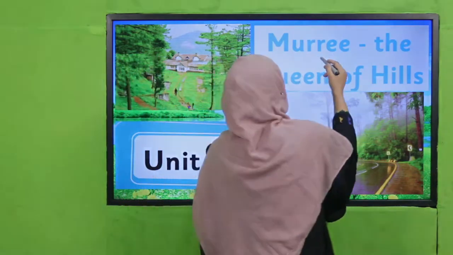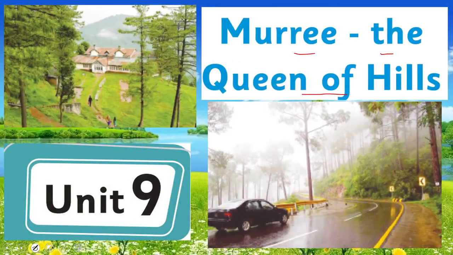That is English for grade 5. We are learning unit number 9, Murree, the Queen of Hills.